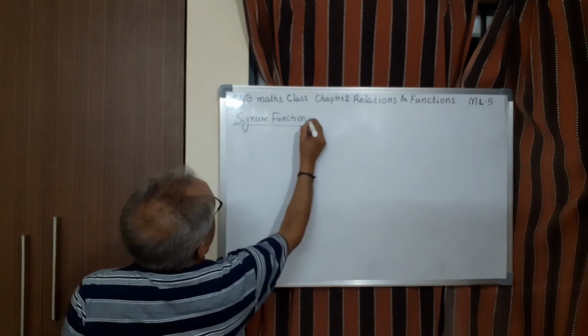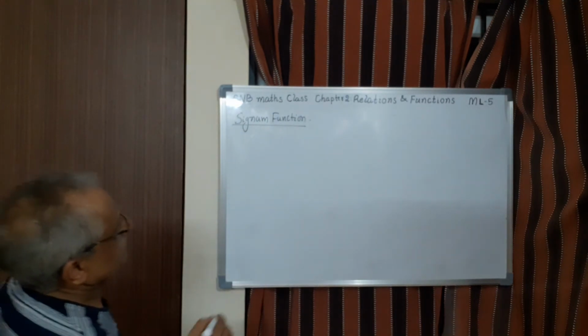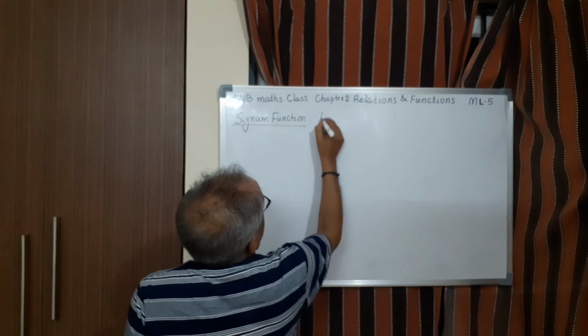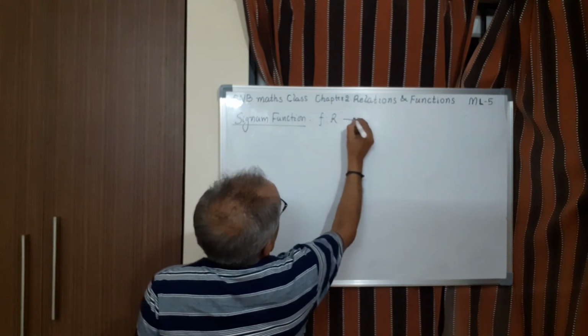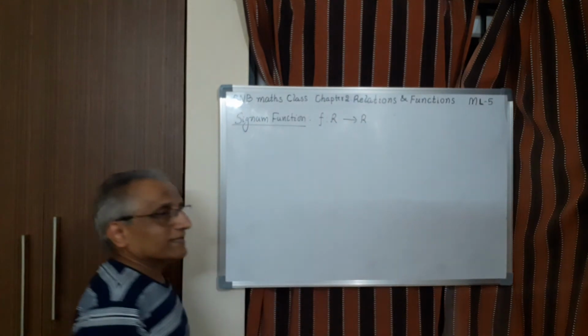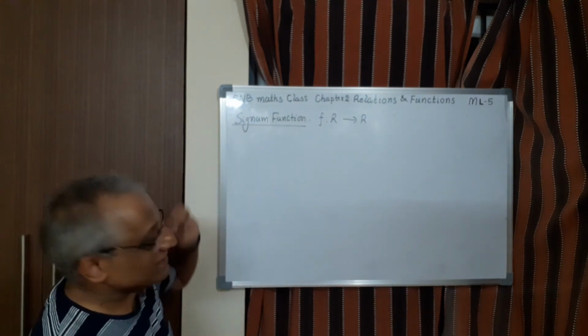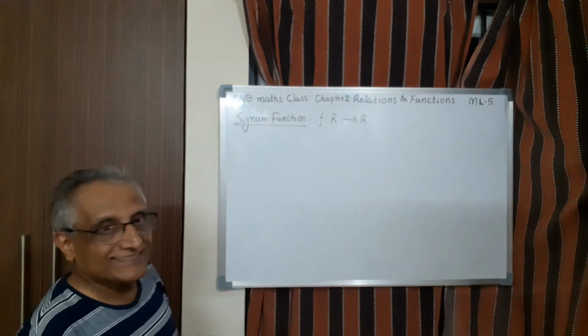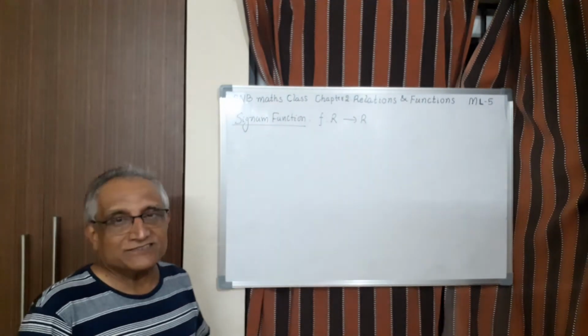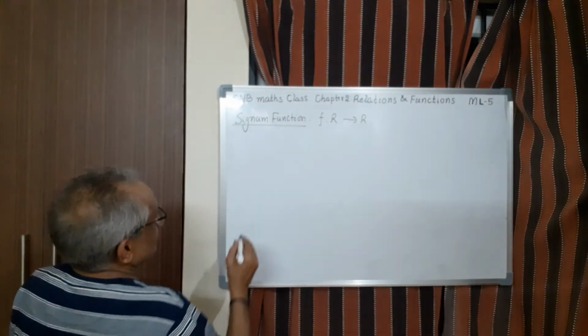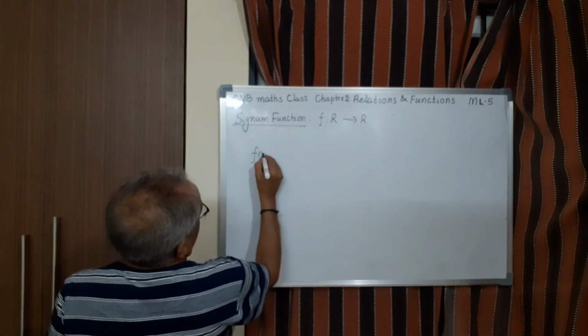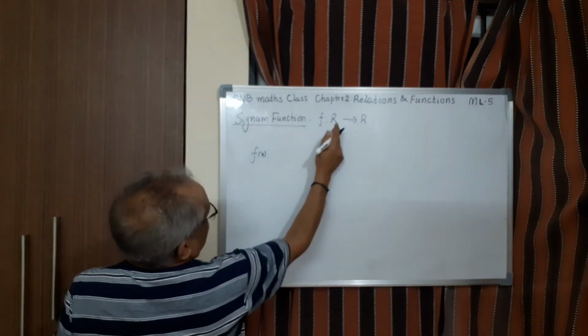Signum function. See, this is also a function, f is a function from R to R only. Of course, domain and codomain range we shall discuss later. This is a very peculiar function. Let me first explain what it is. See, there are many interesting functions which have a very peculiar nature. Say, here is a function f of x whose domain is R.